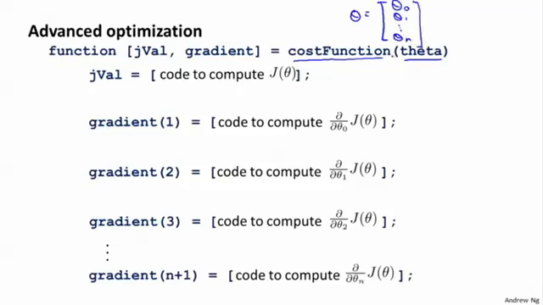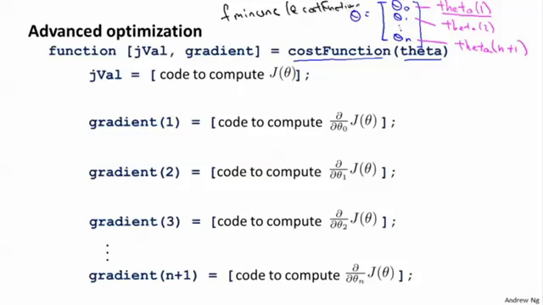But because Octave indexes the vectors starting from 1, theta 0 is written in Octave as theta 1, theta 1 is written in Octave as theta 2, and so on, down to theta n plus 1. And what we needed to do was provide a function called cost function that we would then pass into fminunc, the function minimize unconstrained, which would take the cost function and minimize it for us.